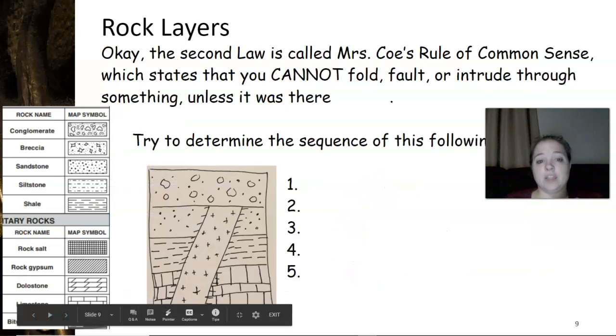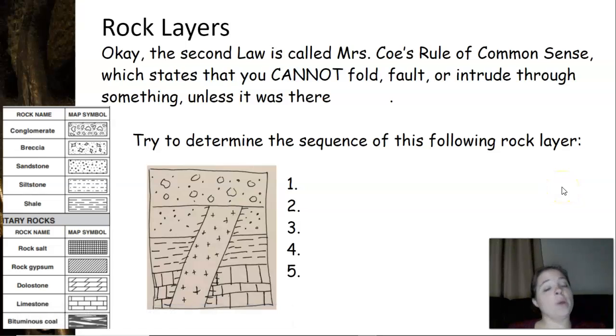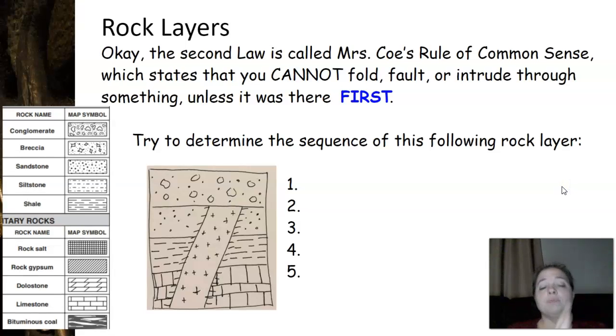Keep that in mind, because the next thing we're going to do is my rule of common sense, not law, but rule of common sense, which states you cannot fold, fault, or intrude through something, aka rocks, unless it was there first. What I mean is if I take that lovely cake that I was talking about a second ago, with the vanilla, the chocolate, the angel, the strawberry, I can't cut it unless they're all layered together. I can't split up the cake unless it's already made and has all those layers. I can't insert yummy jelly or frosting in the middle unless they're already there. That's intrusion, by the way. Cutting it would be a fault.